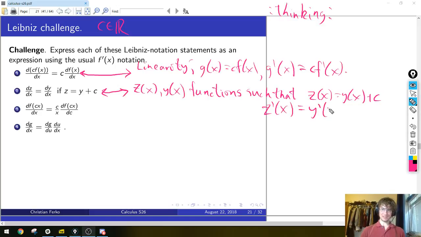So the translation of this statement then, after writing that, is that z prime of x is y prime of x, which is simply true because d dx of c is 0. Good, okay. Can you explain what's going on in this third line here?